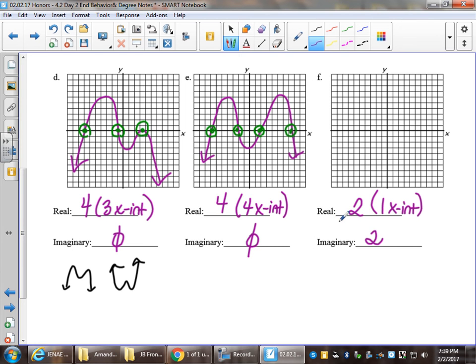This is an example where 2 of them are real, 2 are imaginary. So how do I graph this where of my real zeros, there's only 1 x-intercept? Well, it's going to touch once and never touch that x-axis or cross it ever again. I have 1 x-intercept.